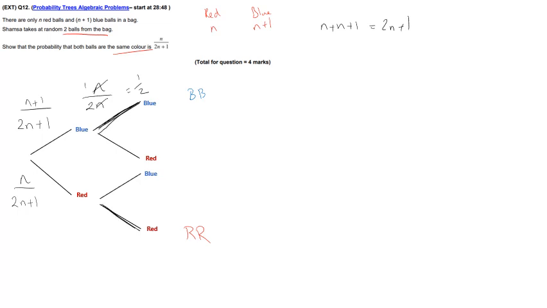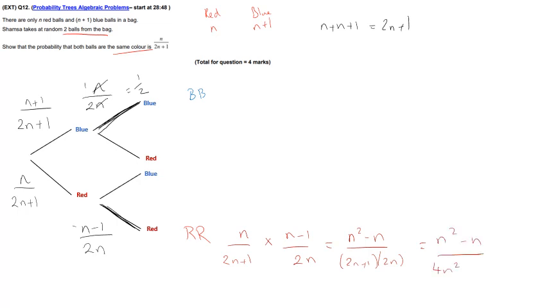What about this bit here? How many reds are there now I've picked one red? Well, there's n minus 1. And how many is that out of? Well, there's one less than 2n plus 1, so just 2n. The probability of picking this red is n over 2n plus 1 times n minus 1 over 2n, which gives me n squared minus n over, well, 2n times 2n gives me 4n squared, 2n times 1 is 2n, like that.